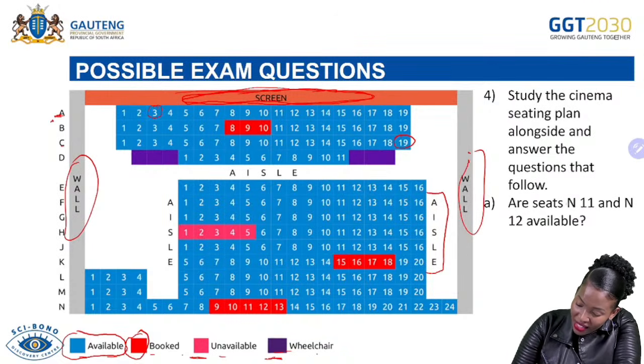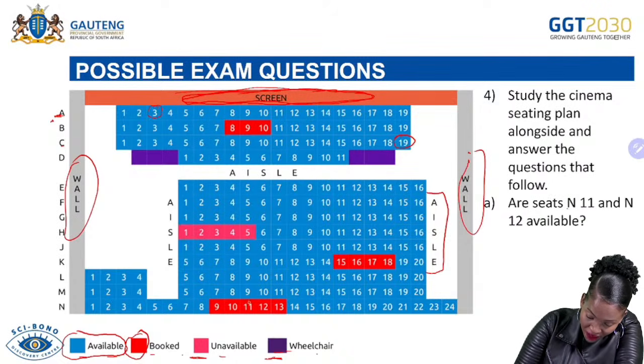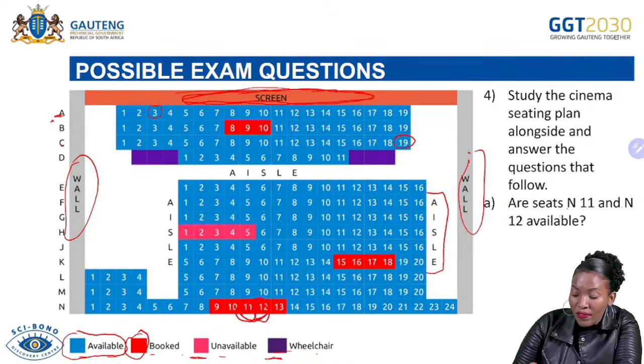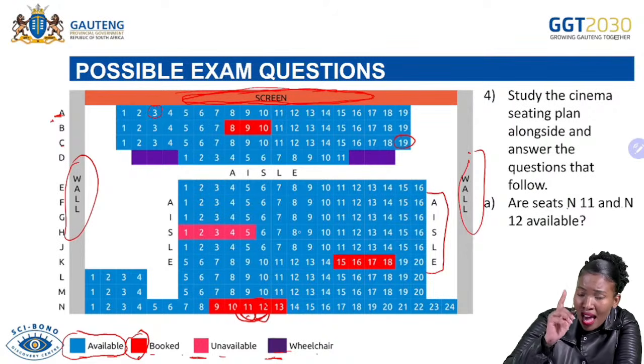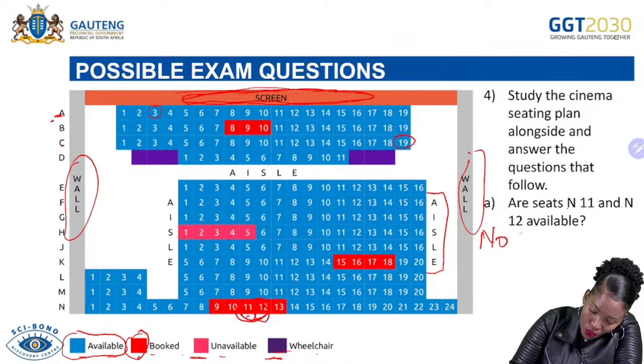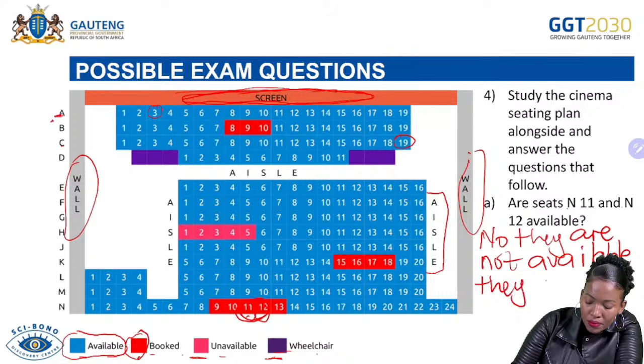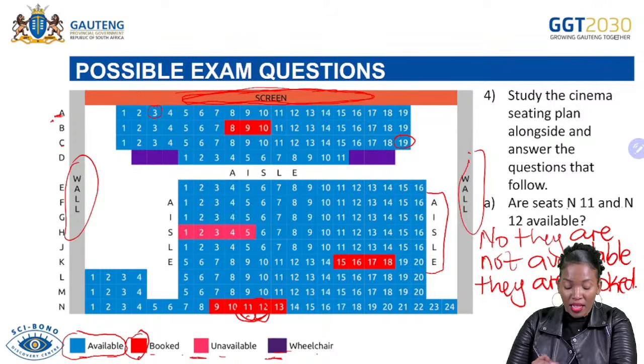First question, are the seats N11 and N12 available? Where is N11? This is N11 and N12. So these two seats here. What color are they? They are red. So are those seats available? No, because red means they are booked. So the answer is no, they are not available because they are booked. That is the correct answer.